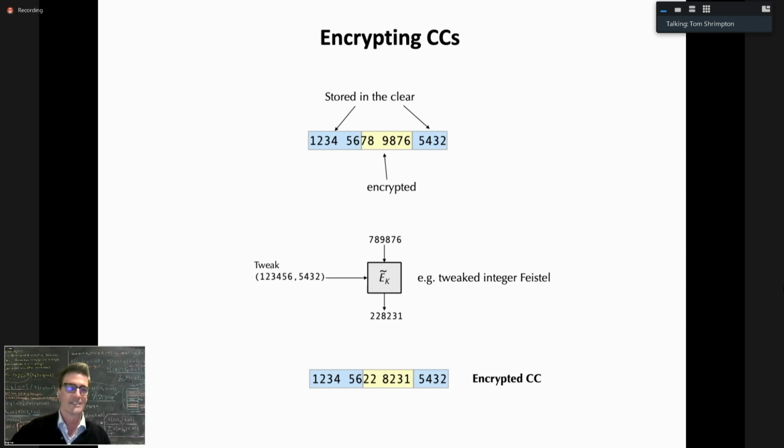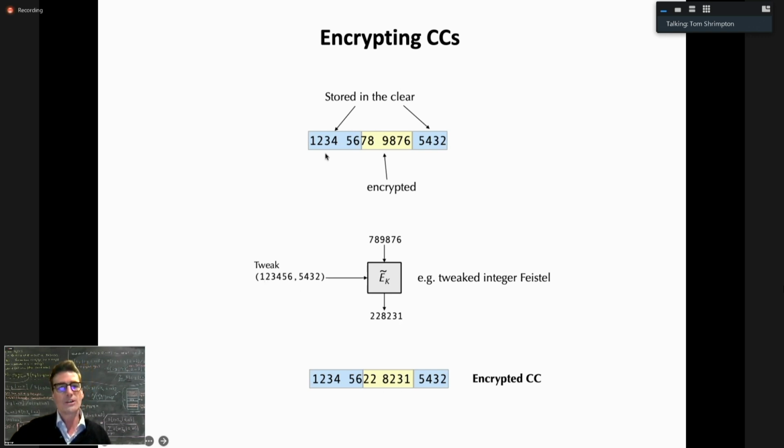This is why I gave the example of a six-digit integer Feistel a moment ago, because now you can take these six digits here, and that becomes the input for your integer Feistel. And here, you can actually throw in a tweak, where the tweak is the blue sections of the card here. So in the end, what you get is that the stuff that was stored in the clear is still there in the clear, and you've enciphered the middle section.